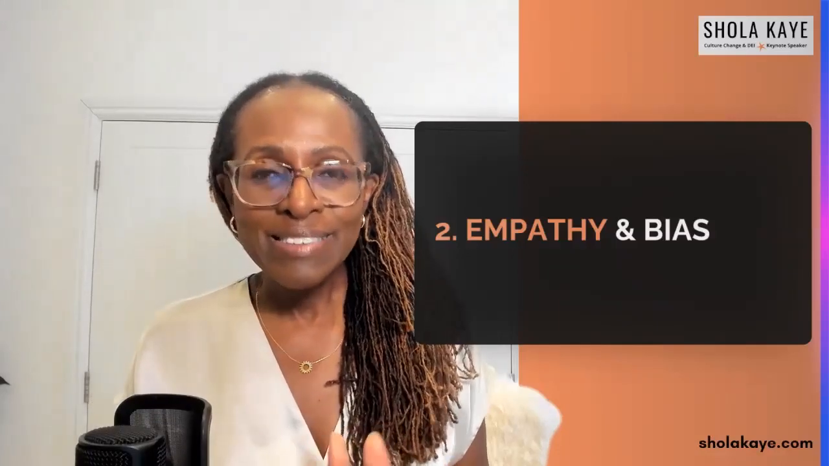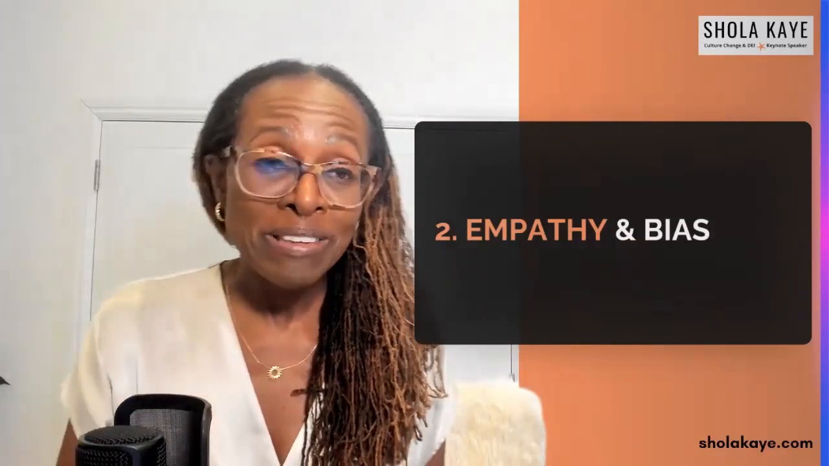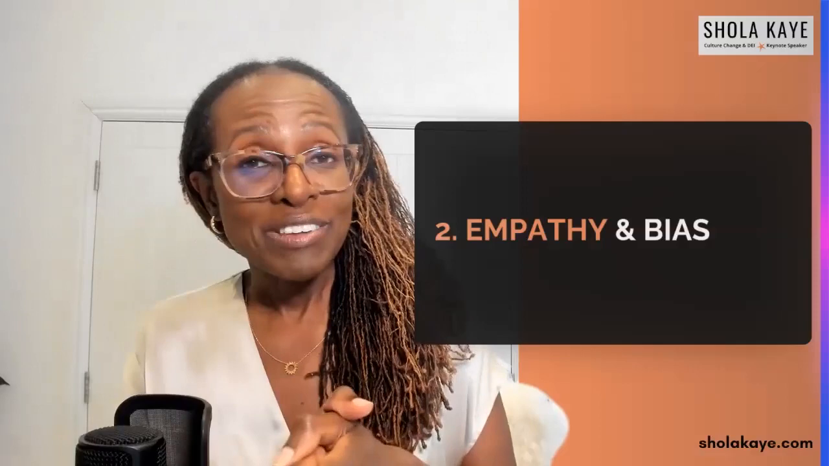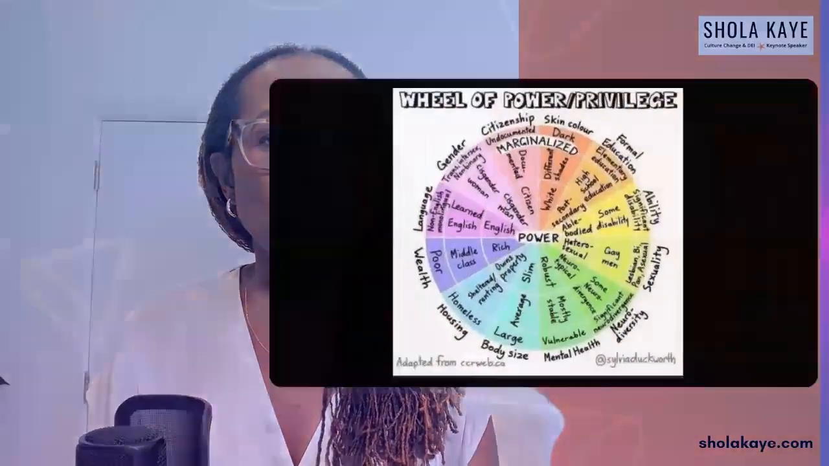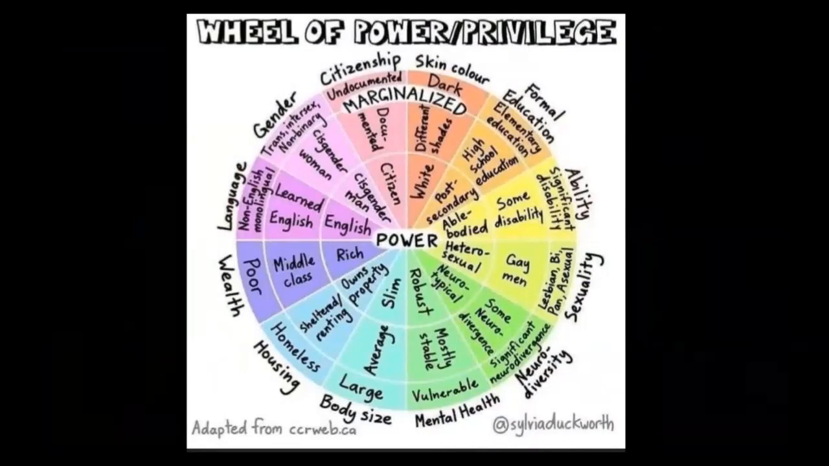This is the second step now in my empathy to equity blueprint. So we've looked at empathy in and of itself. Now let's look at how empathy relates to bias. And some of you may have seen this chart. This is called the Wheel of Power and Privilege. You may have seen this circulating on the internet a few months ago.